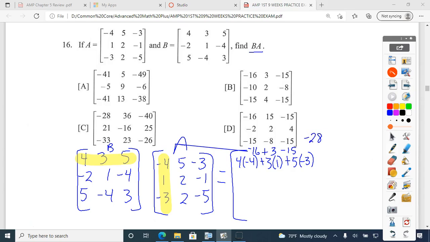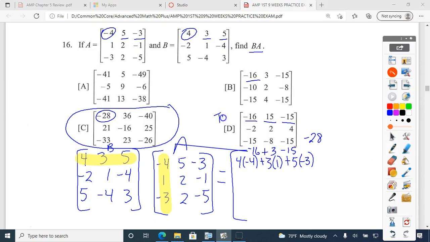If you just do that first step, you'll see that C has got to be your answer because it's the only one that has -28 there. What you don't do is say -4 times 4 and get -16. Notice, they're wanting you to pick that answer. 5 times 3 is 15. -3 times 5 is -15. So this D, it's your trap. That is not how you multiply matrices. You don't just multiply the parts.